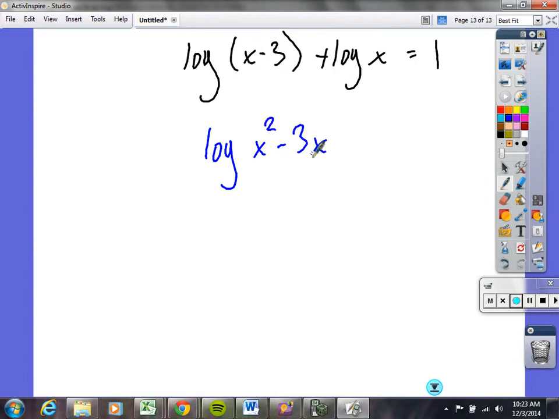You have to distribute them both, because this is technically x minus 3, right? Now what? This is still in parentheses, sorry.